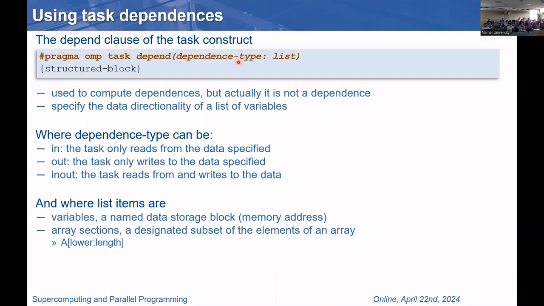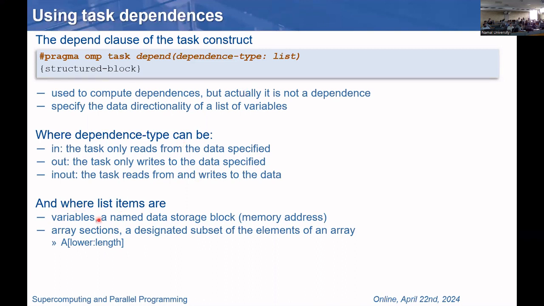Or a task can read and write the same variable, and then that variable is an in-out, input and output. So this is what we have here. In, the task only reads; out, the task only writes; inout, the task reads and writes.